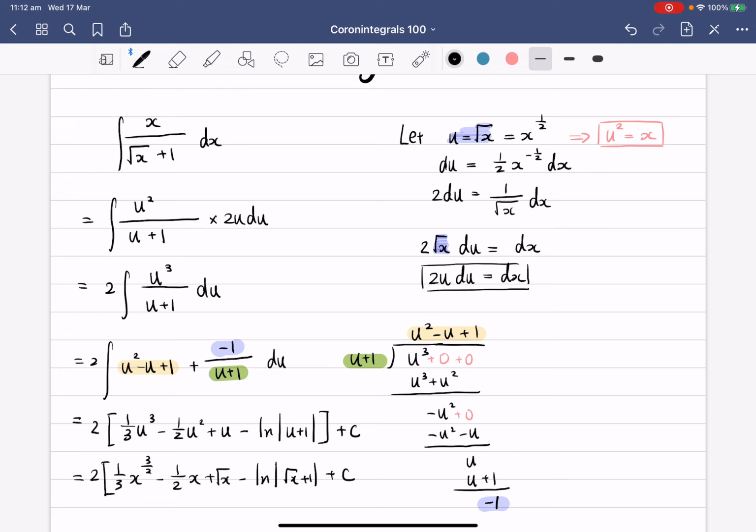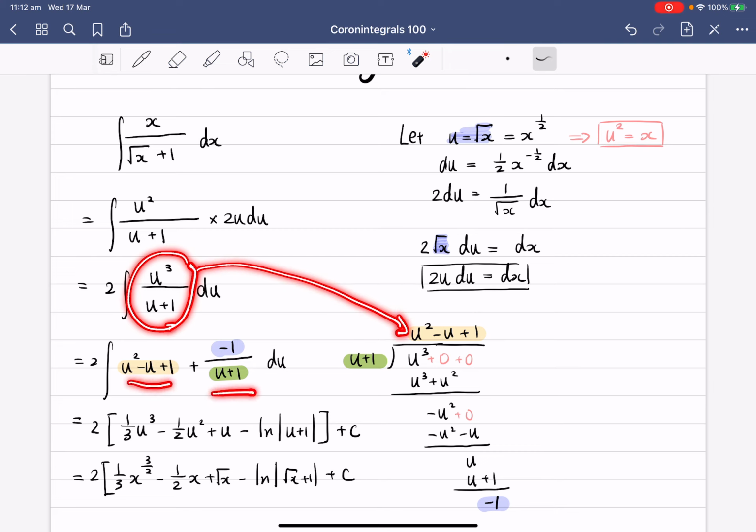But of course, once you get this fraction here, you also need to know that you need to use long division to break the fraction into two parts, where the first part is really easy to integrate and the second part is just normal integration with a log function there.